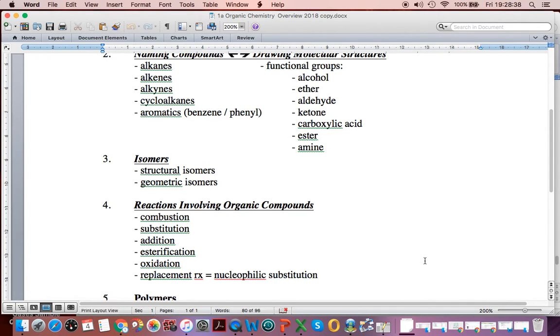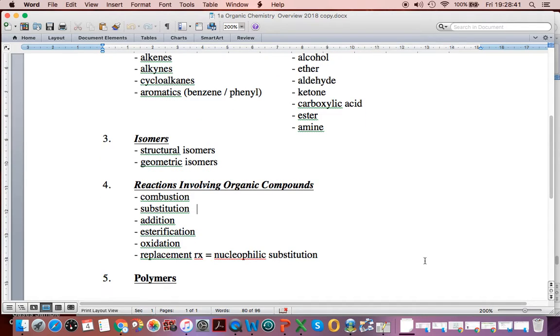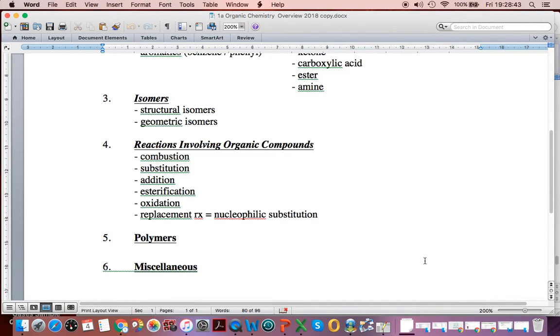And then we look at a weird type of replacement reaction. And we'll look at polymers, and then anything I didn't list cleverly is called miscellaneous or miscellaneous if you're hooked on phonics.